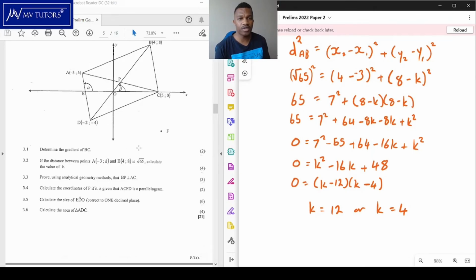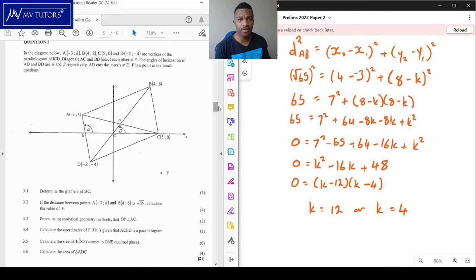If we look at this diagram over here, we can see that the value a is minus 3, and that's k. Now that k value has to be less than 8 because it's at the bottom, because if it was 12, then it would be up there, which is not going to be correct, which means k can only be 4. So we come back here and say k cannot be 12. Therefore k is equal to 4. All right, hope it's clear.